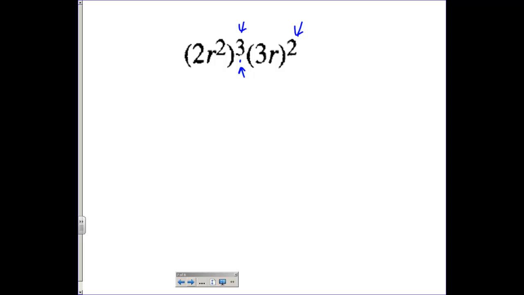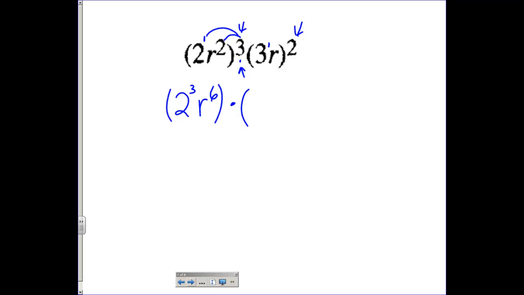Now when we raise a power to a power, we have to multiply. And don't forget your coefficients here have exponents of 1. So I have a 3 times the 1 gives me a 2 to the 3rd power. Bring down the r, and a 3 times a 2 gives us a power of 6. I'm going to leave those in parentheses because I haven't finished multiplying yet.